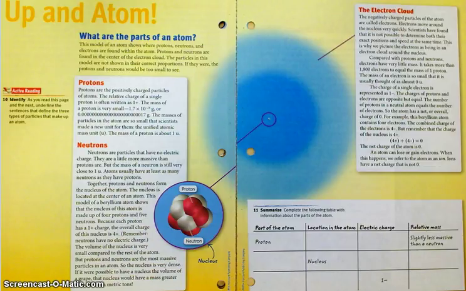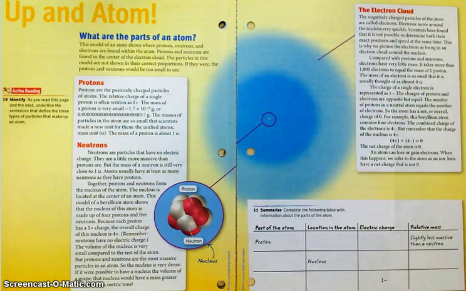All right, then we have the electron cloud, which is that big blue area that's surrounding the nucleus. The negatively charged particles of the atom are called electrons. Electrons move around the nucleus very quickly. Scientists have found that it is not possible to determine both their exact positions and their speed at the same time. This is why we picture the electrons as being in an electron cloud around the nucleus, because you can't really pinpoint where they are at any particular moment. We just know they're in that area, in that electron cloud.